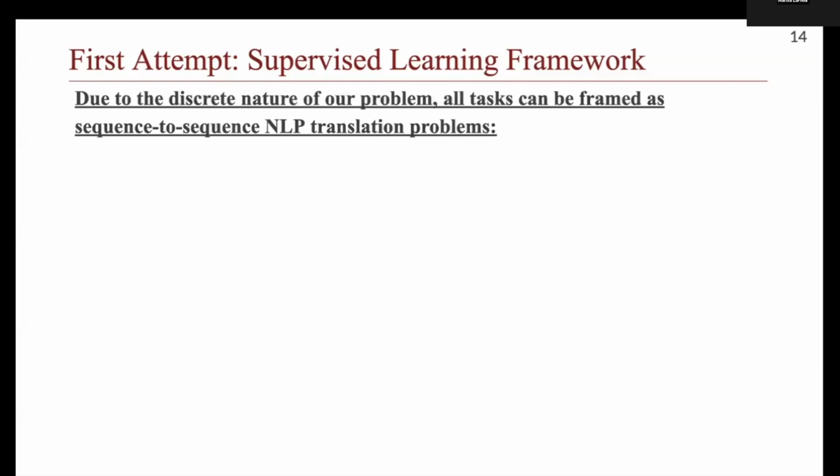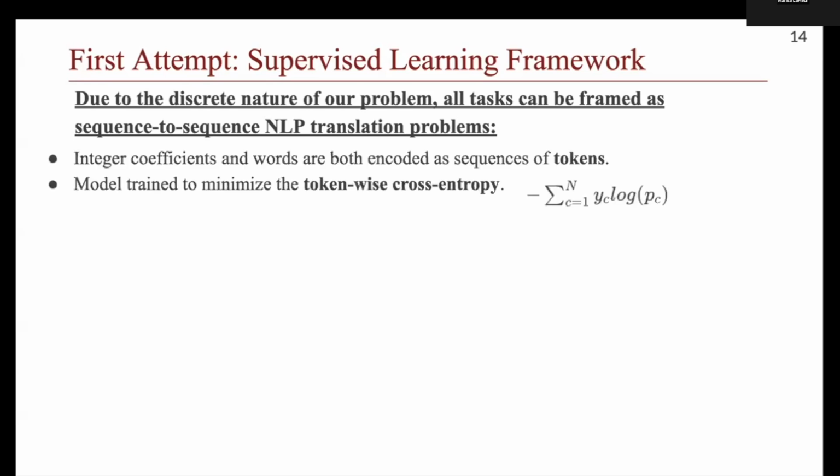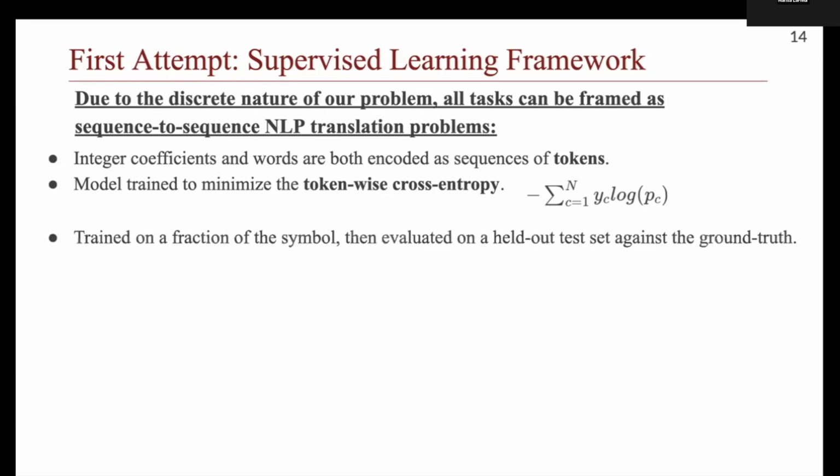Because our problem is completely discrete, you just have letters and integers. We think maybe using the natural language processing translation problem will be a very good approach. So what we do is we tokenize integer coefficients and words, and all of them just become unique tokens. Then all models are trained to minimize token-wise cross entropy against the truth. We train a model on a fraction of the symbols and then evaluate the model on the held out test set.